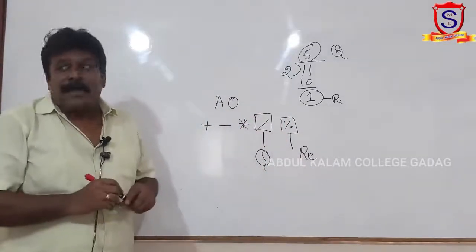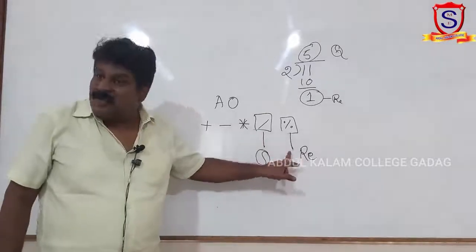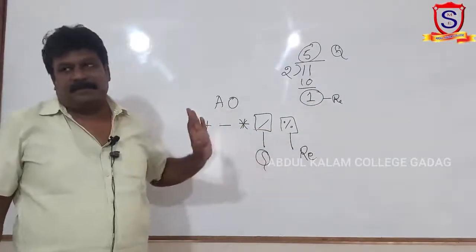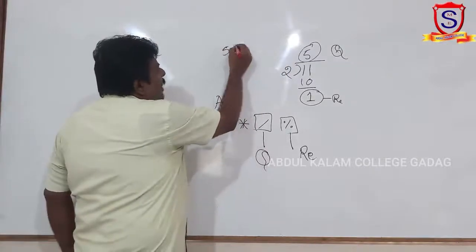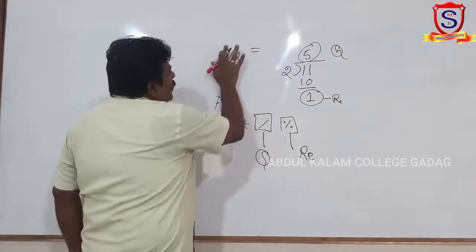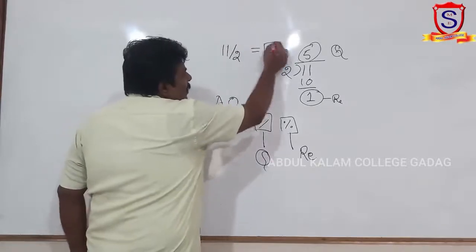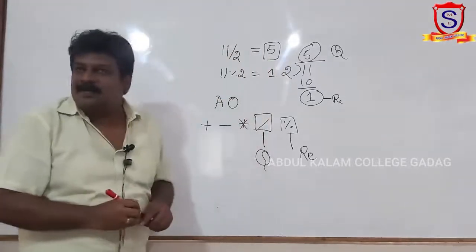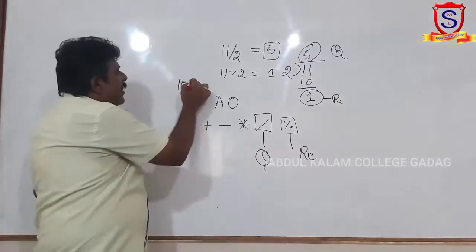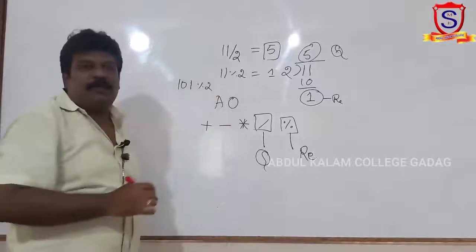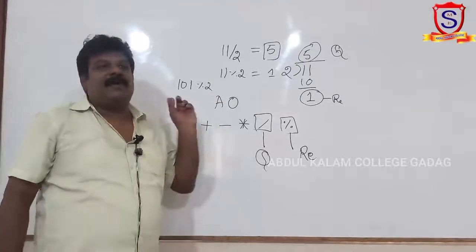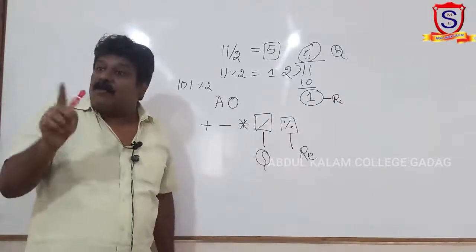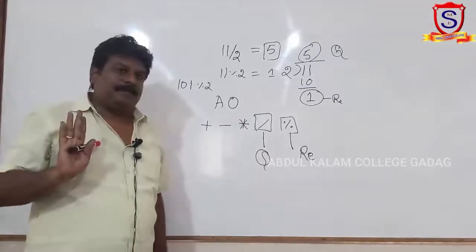Understood? May I know the difference between division and modulus? Division will give you the quotient and modulus will give you the remainder. For example, 11 divided by 2 will give you 5, whereas 11 modulus 2 will give you 1. Because 1 is the remainder. If I write 101 modulus 2, what would be the result? If I give 101 modulus 2, then it will be 1. Why? Because if I divide 101 by 2, the remainder will be 1.